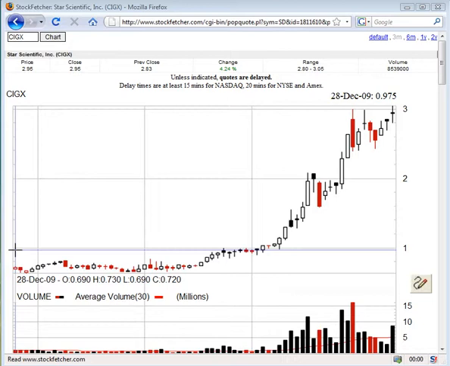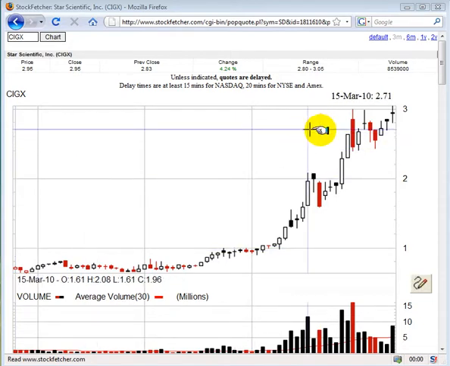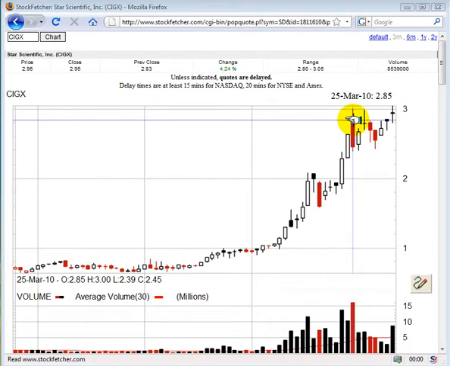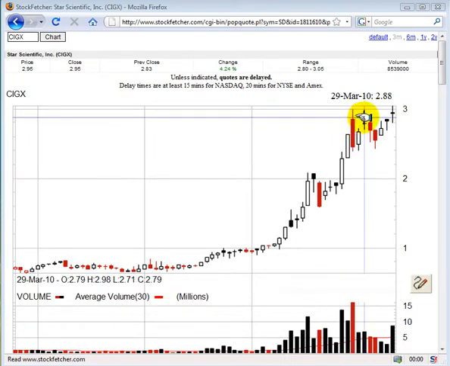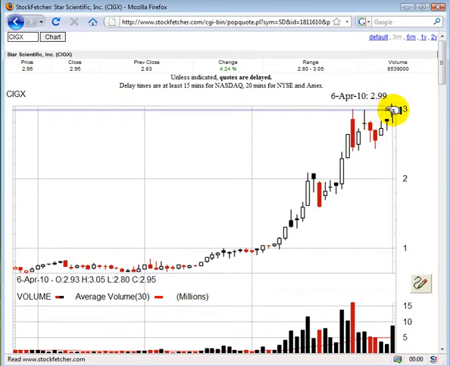When you make plays, try to base your play on some known set of market forces. In technical analysis, this could be a support or resistance line. You can see in this chart of SIGX, Star Scientific, that there is some resistance close to this $3 level, right at the top where I'm clicking here.